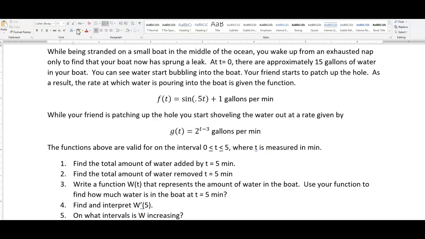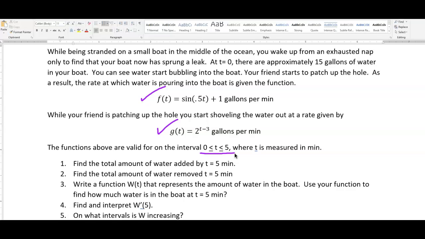You can see that water starts bubbling into the boat. Your friend starts to patch up the hole. As a result, the rate at which the water is pouring into the boat is given by this function here. While your friend is patching up the hole, you start shoveling water out at a rate given by this here. The functions above are valid for the interval from 0 to 5, where t is measured in minutes.